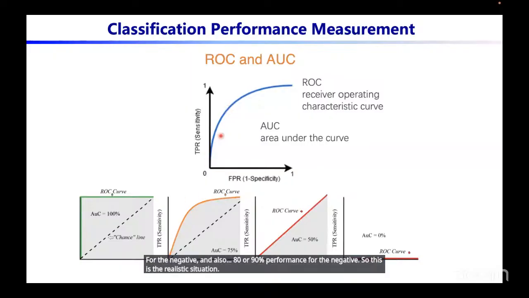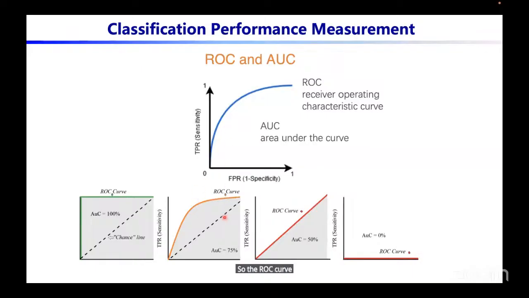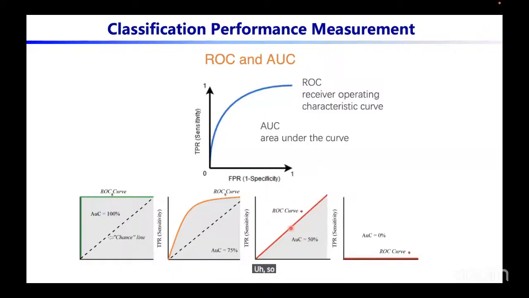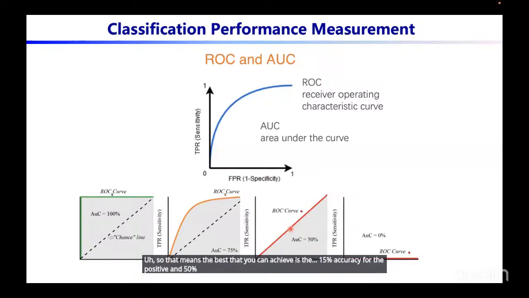So the ROC curve almost always looks like the ones illustrated here, the blue one and the orange one. But you could have a bad situation where you have a straight line here. That means the best you can achieve is 50% accuracy for the positive and 50% accuracy for the negative. Obviously, it's not really a good model. Okay.